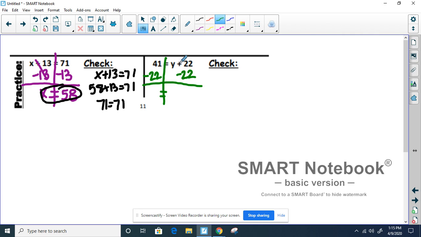Okay, so plus 22 minus 22 equals 0. So on the right, my y is left alone. And now I subtract over here. So 41 minus 20 is 21. And 21 minus 2 is 19. So my solution should be that y equals 19.